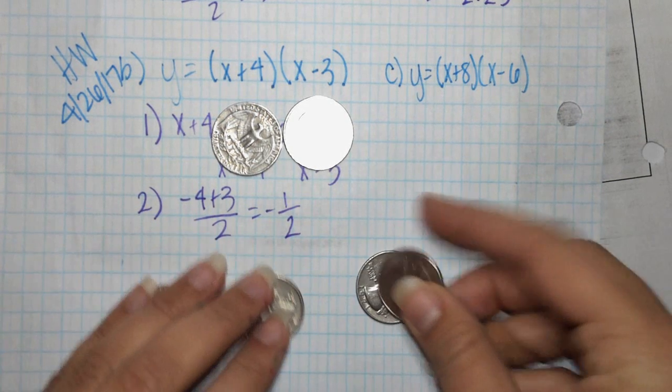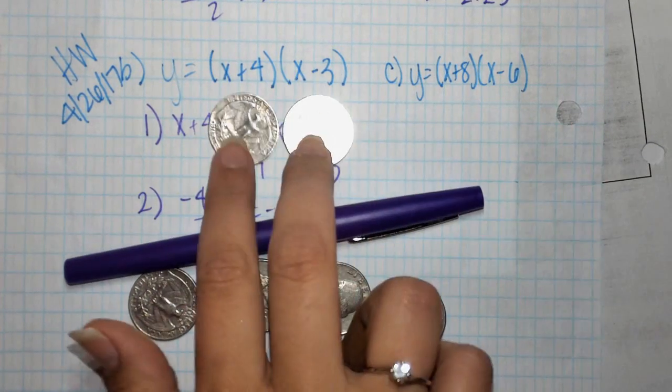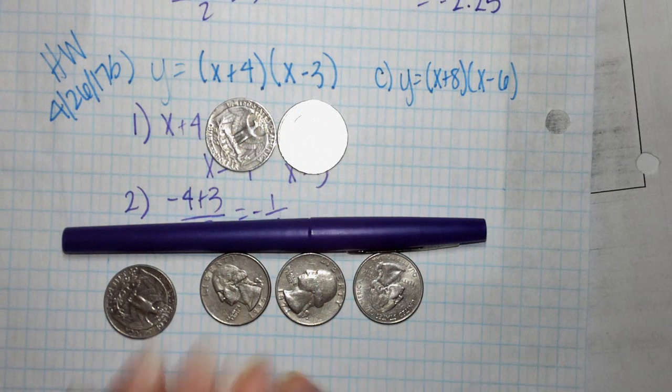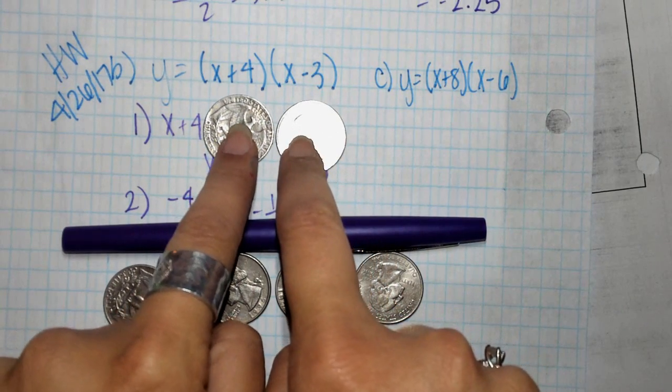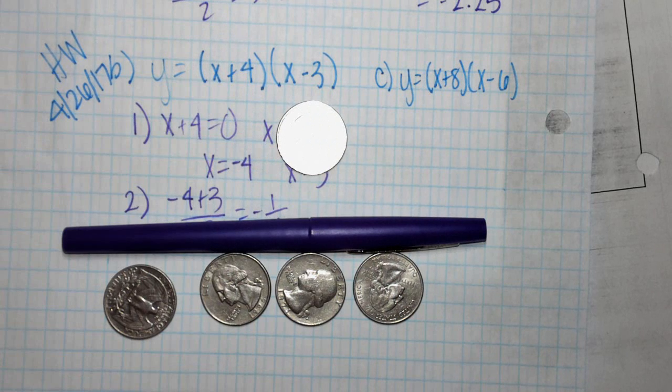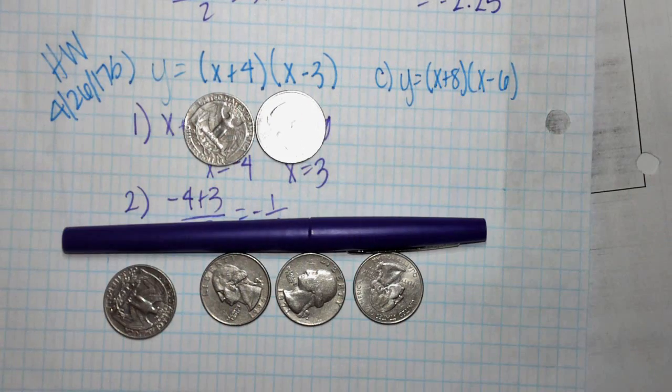Alright, so this is 50 cents divided by 4 quarters. That's the same as 2/4. What is 2/4 reduced to? 1/2. That's why 0.5 is the same thing as 1/2. Okay? What would this fraction be? 1/4.